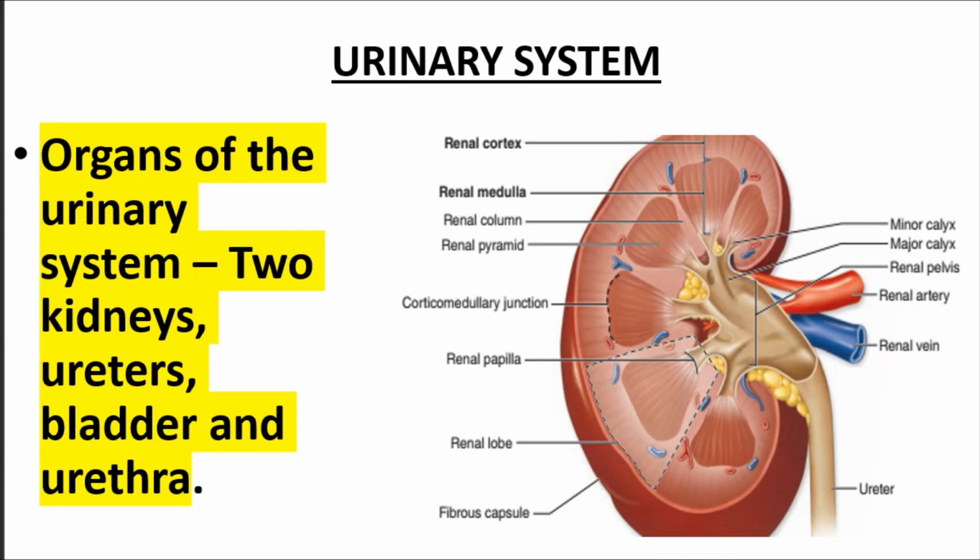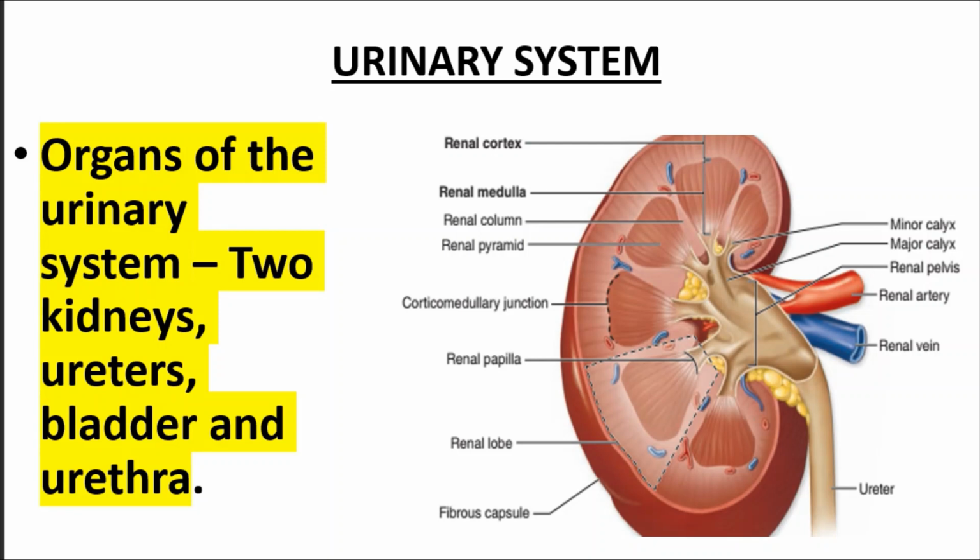Underneath the capsule, we have the cortex. This part here is the cortex. And under the cortex, we have the renal medulla, which is made up of the renal column and the pyramid. The medulla will now form calyxes, minor calyx and a major calyx, which will drain the urine into this part here, a structure known as the renal pelvis. The renal pelvis will connect the ureter to the kidney.